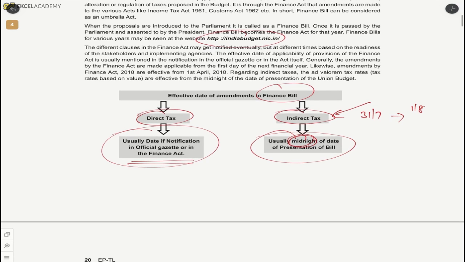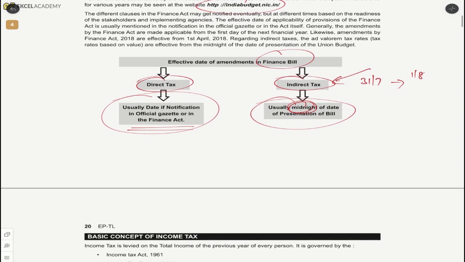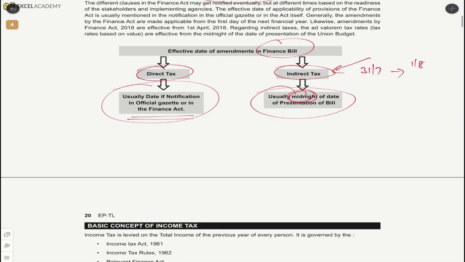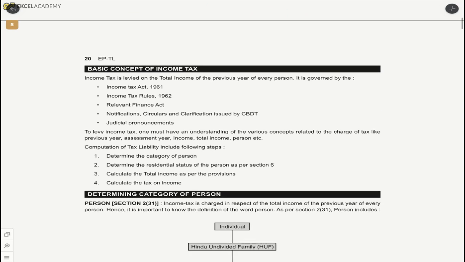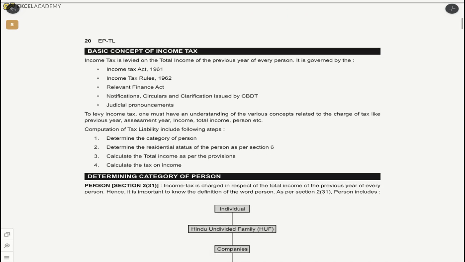So there is no intervening period when it comes to indirect taxes, because once the proposal is made, it will be immediately applicable. Now let us look at the basic concepts of income tax, like which are the things which generally affect the tax provisions and tax implications. So first is of course the Income Tax Act 1961. Then we looked at the rules 1962, that is the procedural aspects.